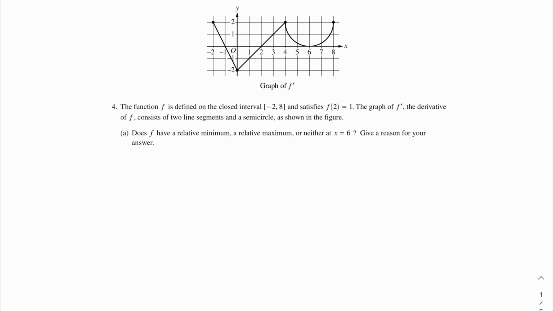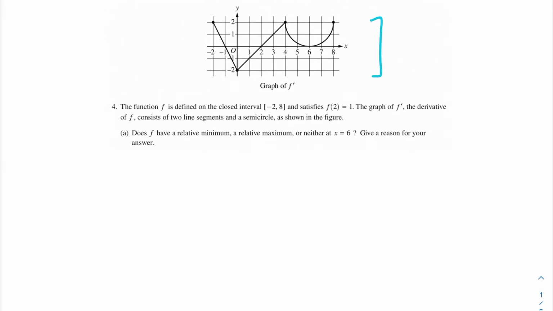In this problem, we're going to be talking about this function f. The function f is defined on the closed interval -2 to 8 and satisfies f of 2 equals 1. The graph of f prime, the derivative of f, consists of two line segments and a semicircle as shown in the figure, up here. The first problem asks: does f have a relative minimum, a relative maximum, or neither at x equals 6? Give a reason for your answer.